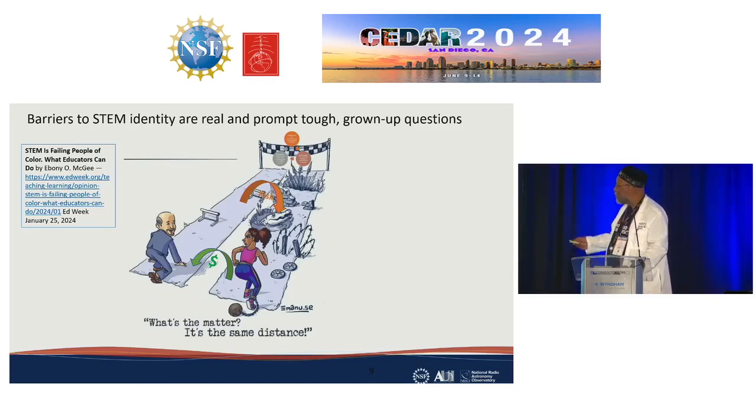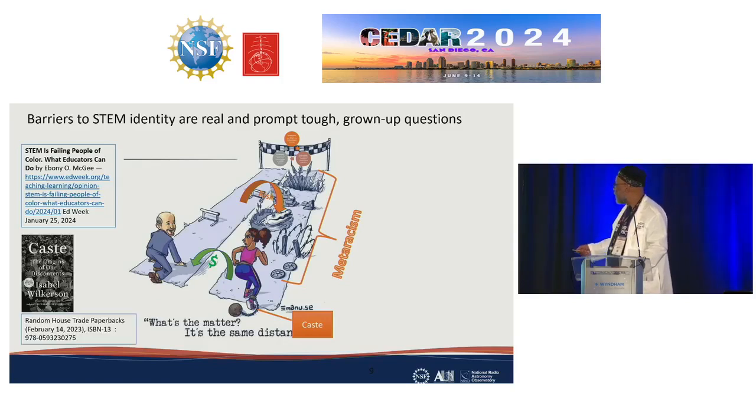This article talks about this, but what she doesn't do is talk about this stuff here in the article. She talks about it, but acts like it didn't come from anywhere. Actually, it did come from somewhere, and we need to have a conversation about that. This is an excellent book. I would highly recommend you read that book that talks about caste, that talks about racism in a different way.